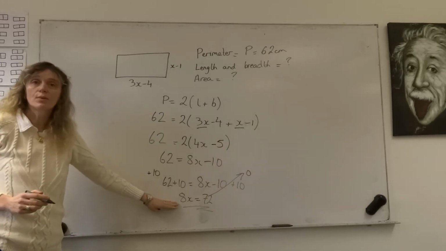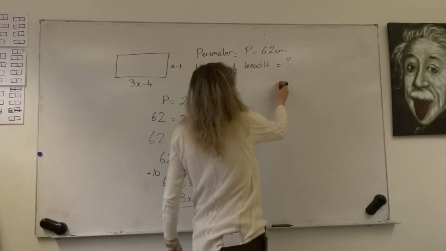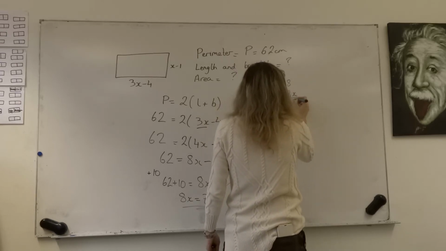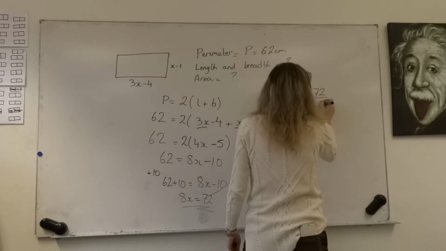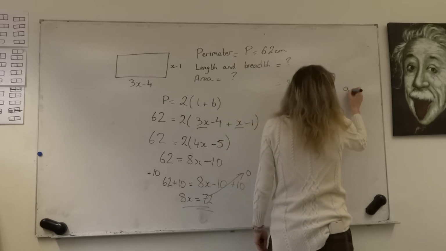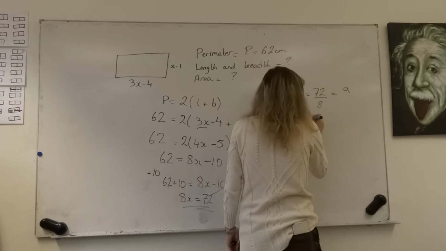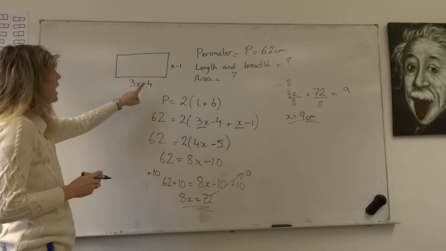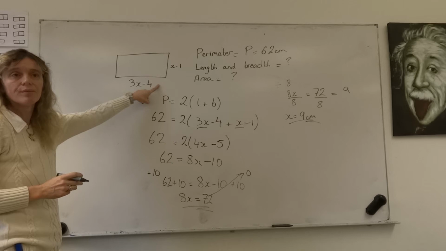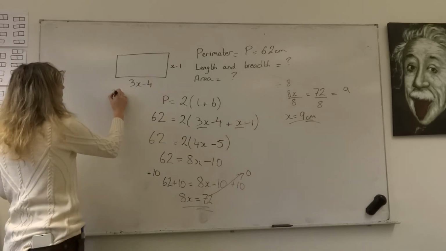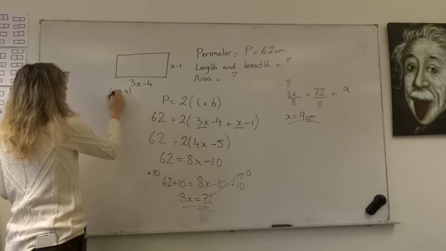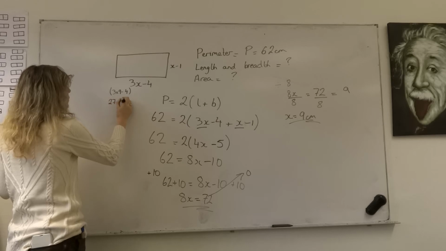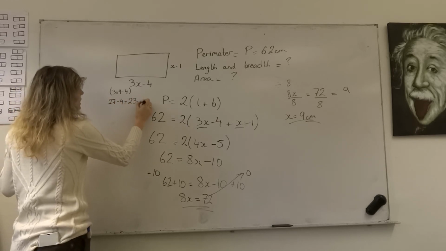If 8 lots of x equals 72, divide both sides by 8. We get 8x over 8 equals 72 over 8. 72 divided by 8 is 9. So we now know that x equals 9 centimeters. But that isn't really an answer to the question, that's our starting point, because it said, what is the length and the breadth? The length is 3 times 9 minus 4. 3 times x, we know x is 9. 3 9s are 27. 27 minus 4 is 23 centimeters.